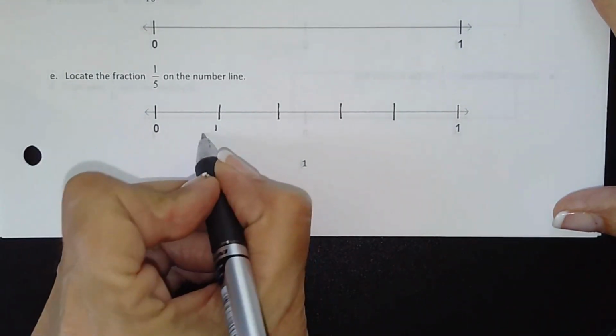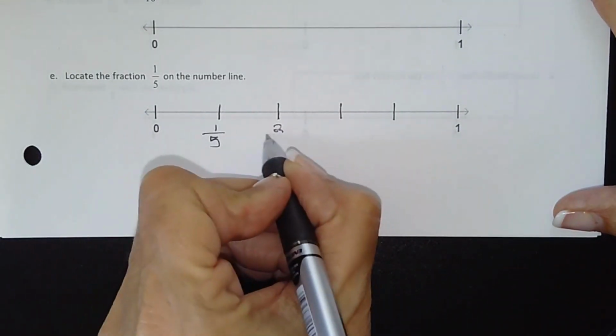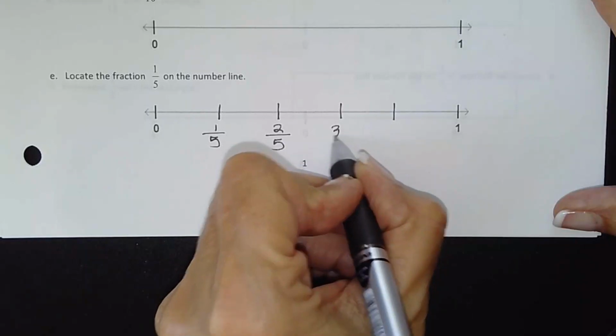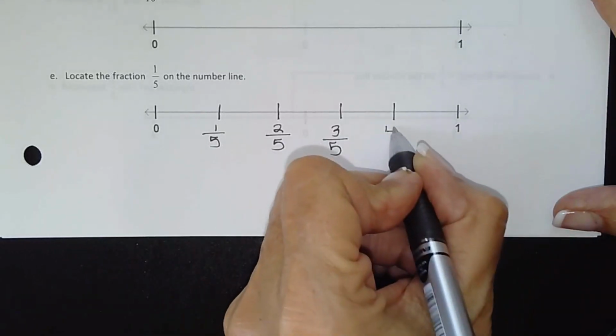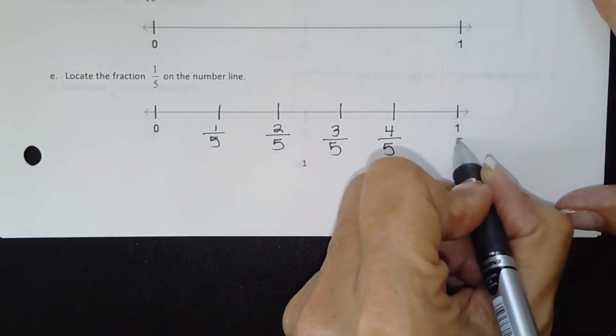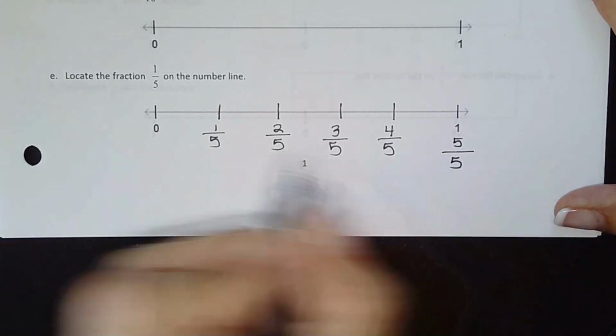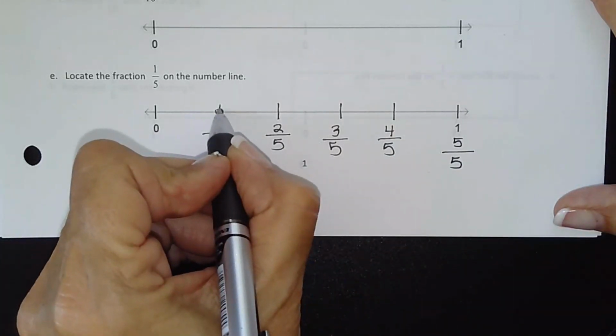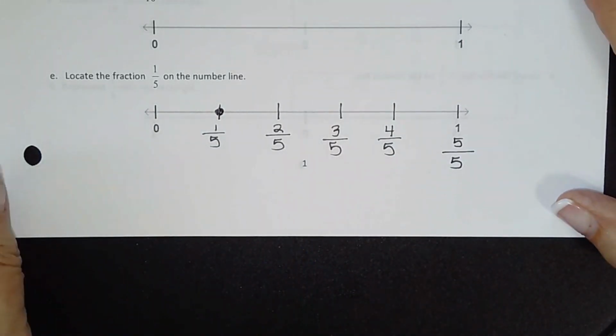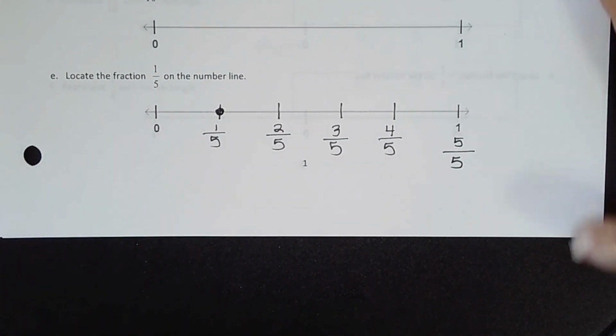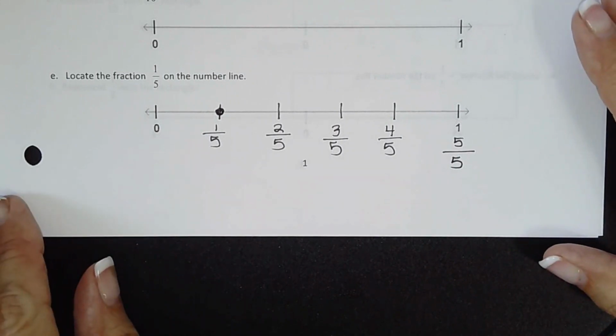So 1/5, 2/5, 3/5, 4/5, and 5/5. And I place a point at 1/5. And that's one copy of 1/5. So I hope you guys did okay with that.